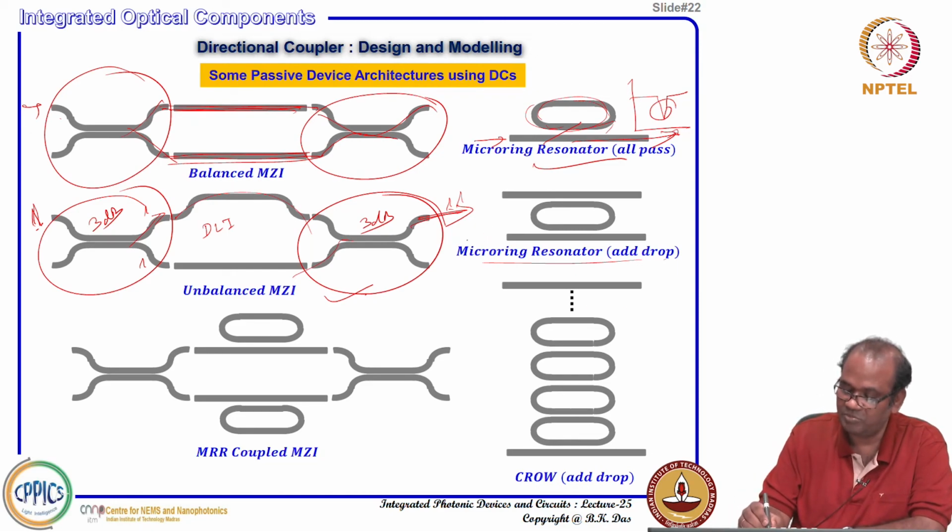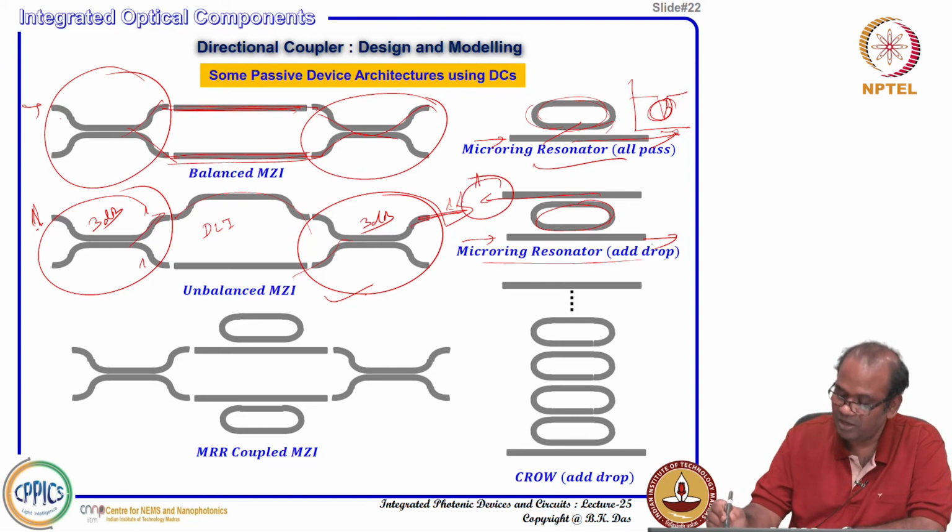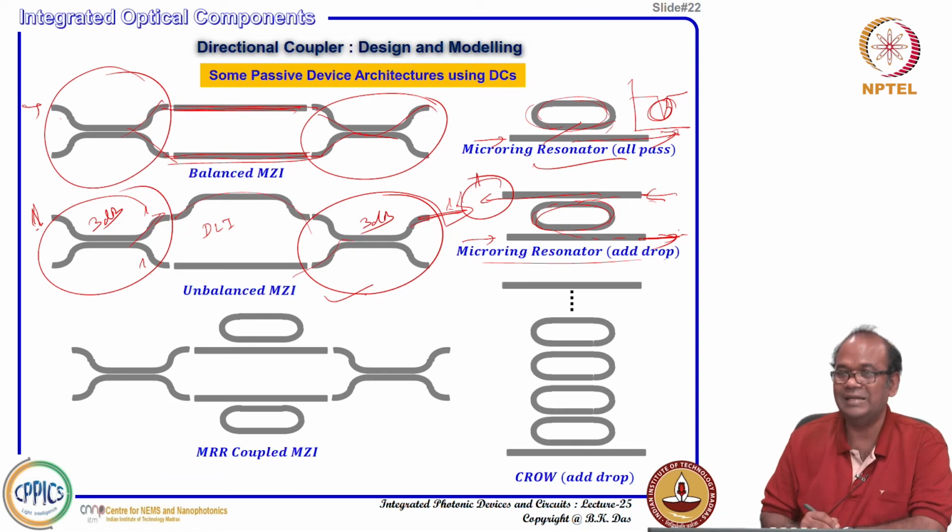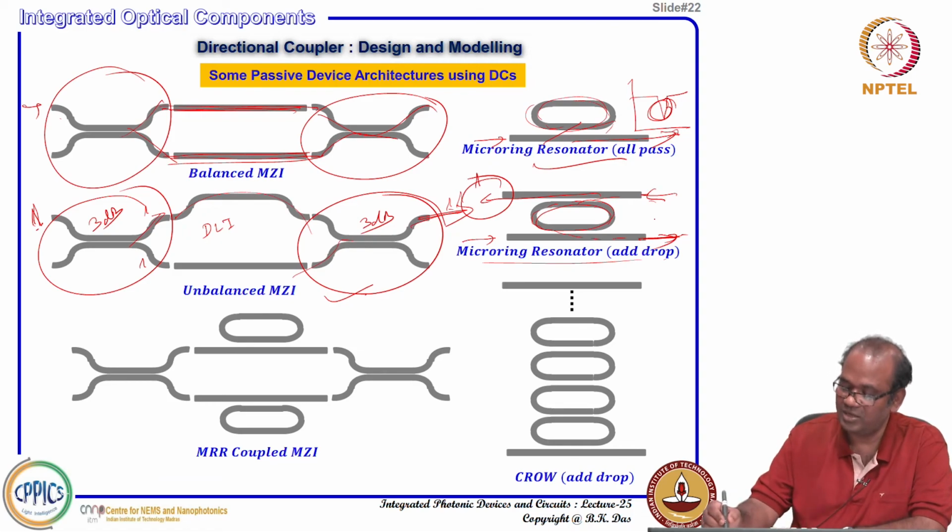Add drop filter means if you are launching here, whatever the missing part is will be stored here, but that can be coupled back here, and you get that particular wavelength here. That particular wavelength will be missing here. So, that means that wavelength is dropped here, and at the same time if you want that wavelength back in this channel again, you can couple here and it will come back here. So, it will be adding then. Okay. That is why it is called add drop.